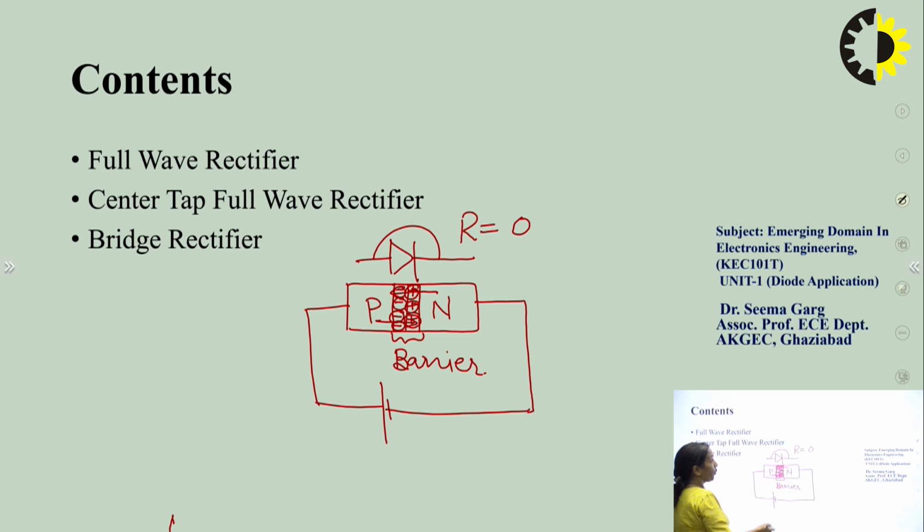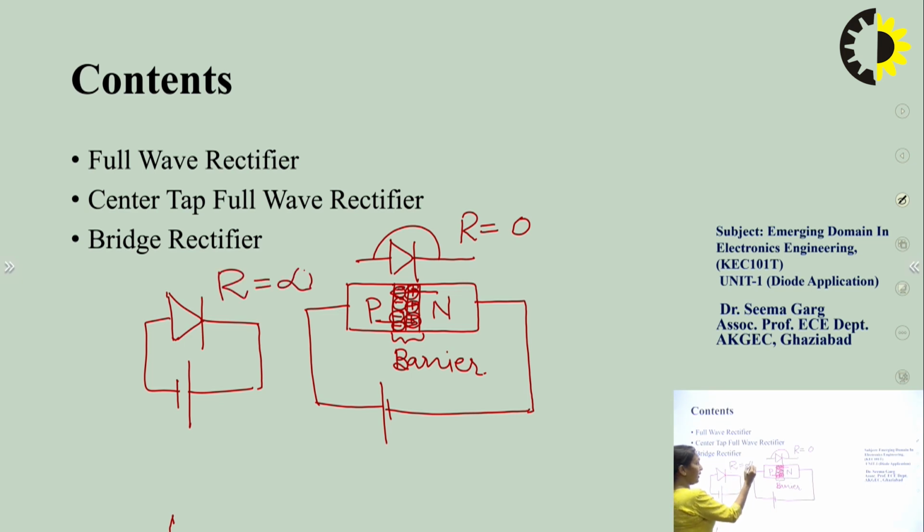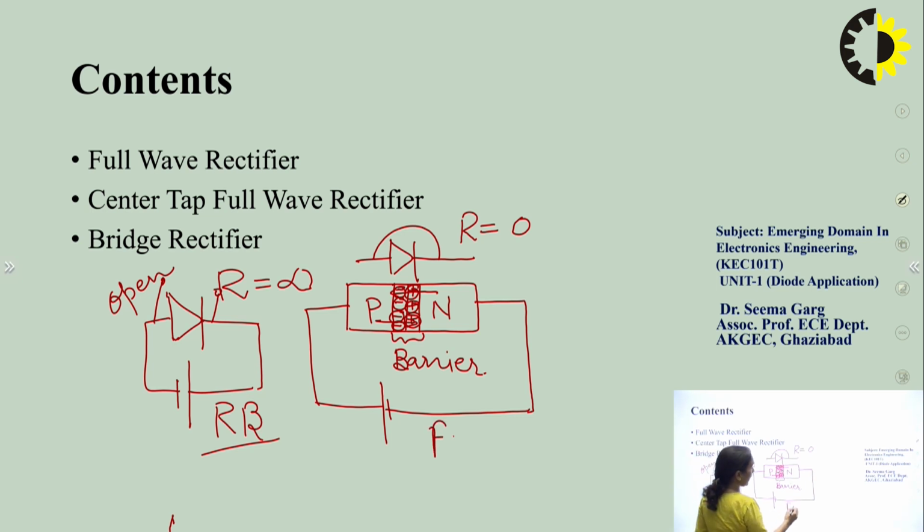Whereas during the reverse bias condition, when we connect the anode of the diode to the negative terminal of the battery and the cathode of the diode to the positive terminal of the battery, then the diode is reverse biased, and under ideal conditions it offers infinite resistance. That means it will be an open circuit. So we can say under reverse bias condition the diode is ideally in open circuit state, and in the forward bias condition it behaves as a short circuit.